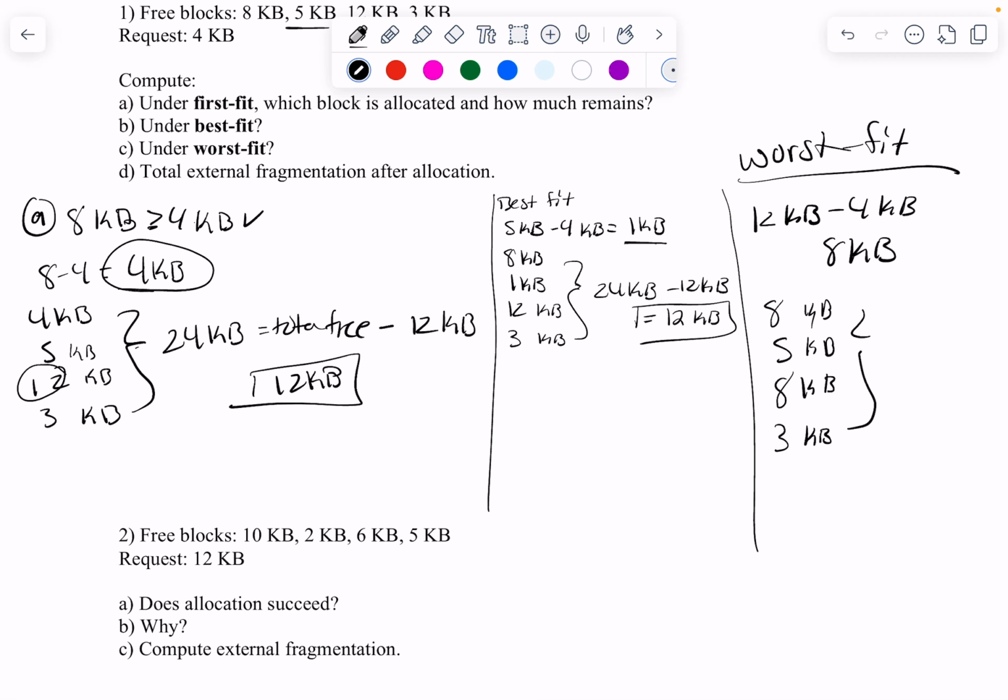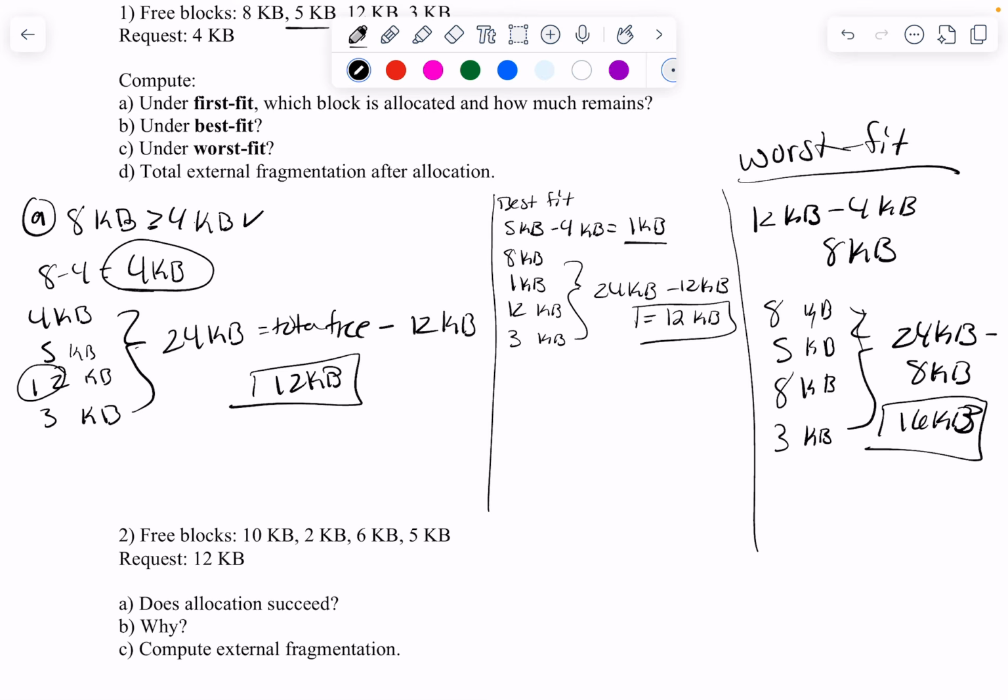And the summation, or adding all of this up, again, it's going to be 24 kilobytes. And if we're looking at what is the largest block, it's going to be 8. So we'll subtract that, and we're left with 16 kilobytes as our external fragmentation. So for the worst fit, we allocated the 12 kilobyte block. We were left with 8, and our external fragmentation is 16, which is a lot worse than the other two, just looking at the size.